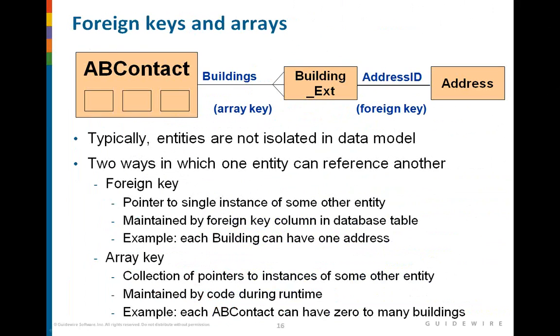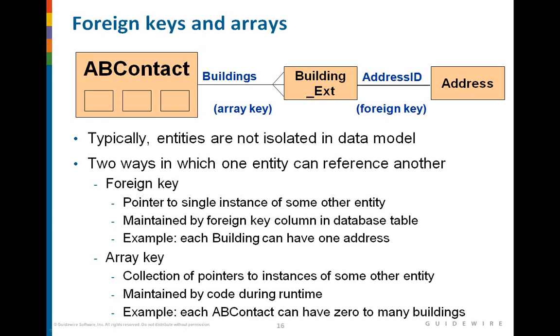Typically entities are not isolated in the data model. If they are single entities, then there is no meaning in defining a new application. So in any application, all the tables or entities or objects will have an association with other objects, like one to many or one to one. There are two ways in which one entity can reference another: with the help of a foreign key. A foreign key is a pointer to a single instance of some other entity.